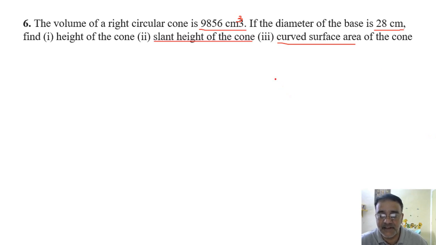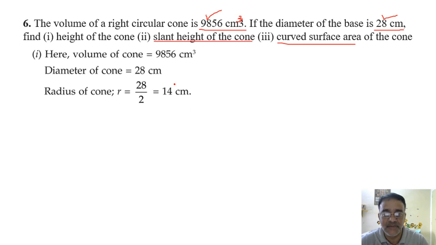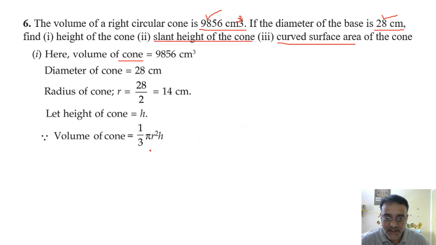So let us start with the given. What is given? That volume of the right circular cone is 9856 centimeter cube. And what is the diameter given? 28. So radius कितना हो जाएगा? What will be the radius? 28 by 2, 14. Okay, 14 centimeter. So height we have to find. So let the height be h. And what is the formula of volume of cone? 1 by 3 pi r square h. Very good. So now this is equal to 9856.